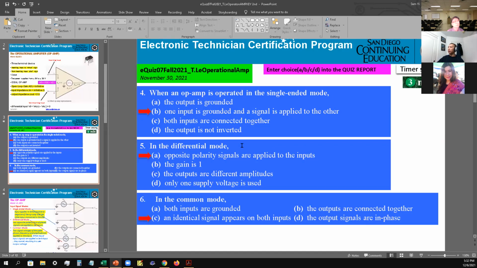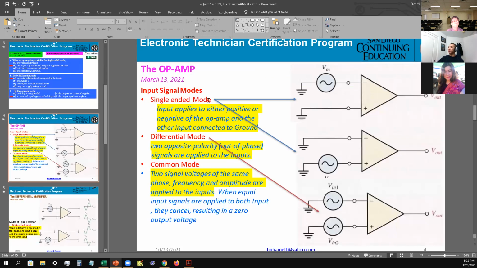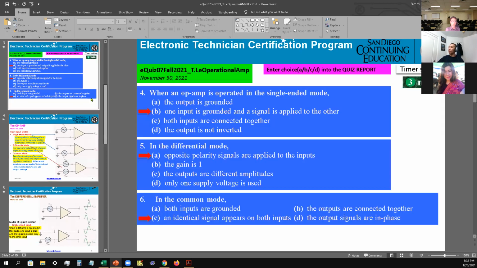When an op amp is operating in single-ended mode, the input is applied to either the positive or negative input of the op amp, and the other input is connected to ground, as you can see right here. This represents single-ended. The signal is put into either the inverting side or the non-inverting side, and the other one is connected to ground. So the answer is B, as in Bob, for number 4. One input is grounded and the signal is applied to the other.